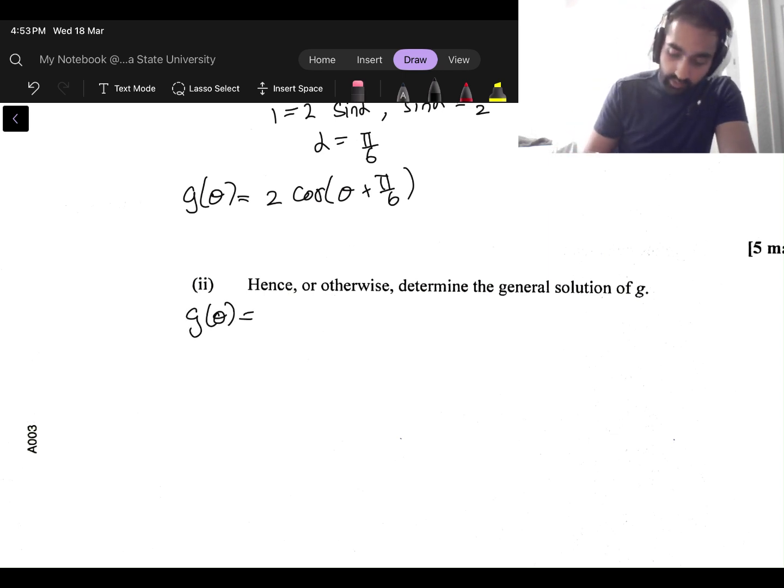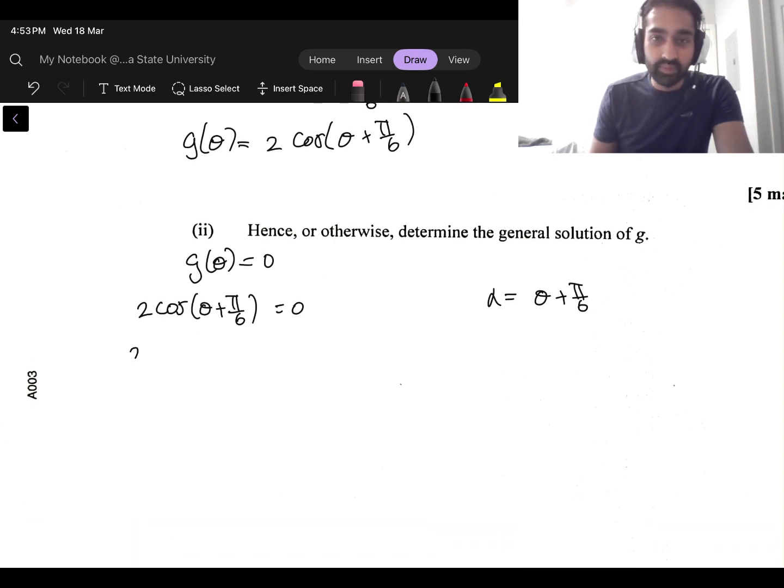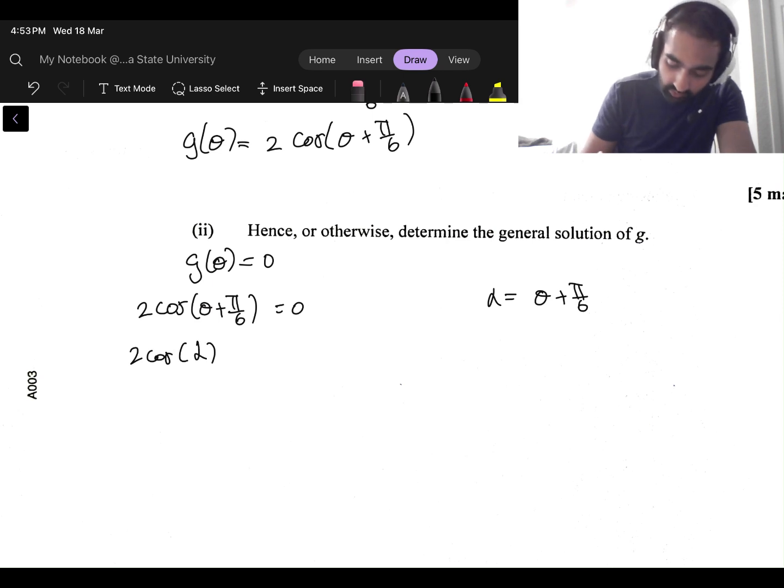So let's do g of theta equals 0. I'm going to use the form that I just found, which says 2 cosine(theta plus pi on 6) equals 0. So what I'll do now is let alpha equal theta plus pi on 6. I know I just used alpha, but this is a new alpha, right? So just 2 cosine alpha equals 0, or cosine alpha equals 0.